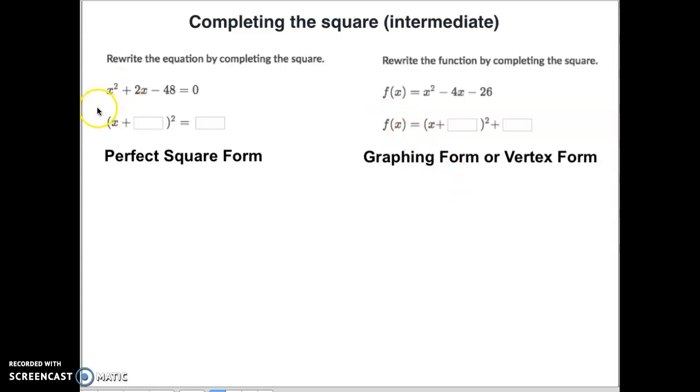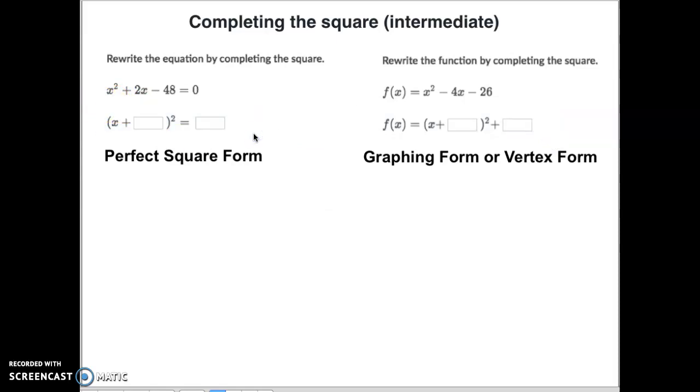The reason for the two forms, if you forgot: this form makes it very easy to solve and get your x-intercepts, or the roots of the problem. So where does it cross the x-axis? This form over here makes it very easy to find the vertex, the exact point that will be the lowest point or the highest point of your parabola. So that's the reason for the two different forms. This one gives you your vertex, and this one gives you your two x-intercepts.